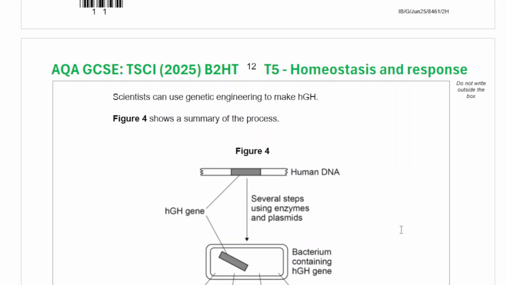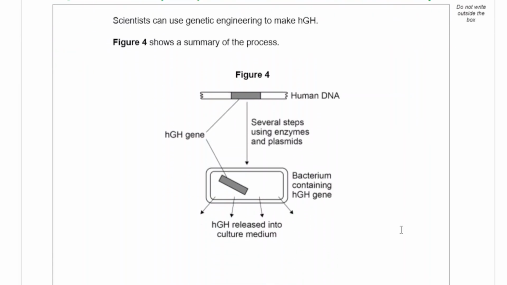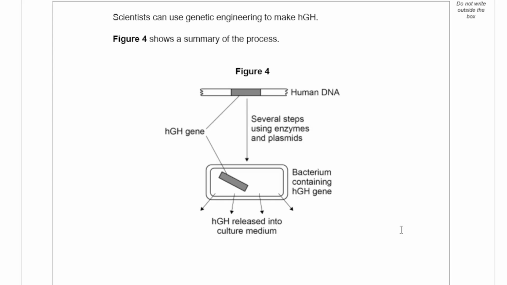Scientists can use genetic engineering to make HGH. Figure 4 shows a summary of the process. So you have the human DNA with the HGH gene, which is colored in gray. Several steps using enzymes and plasmids, and then it's finally inserted. The bacterium containing the HGH gene releases HGH into the culture medium. Okay.